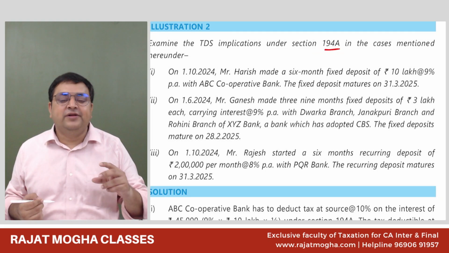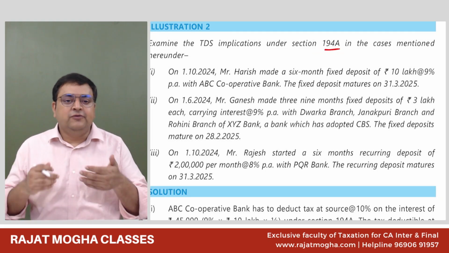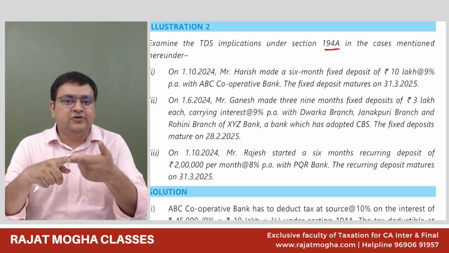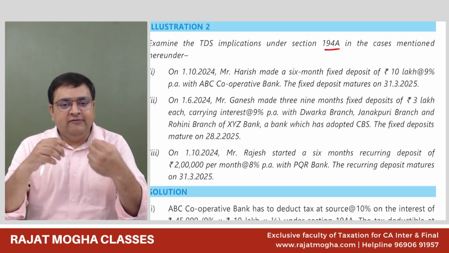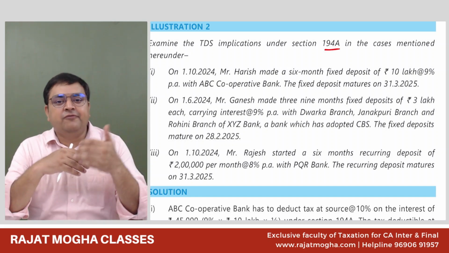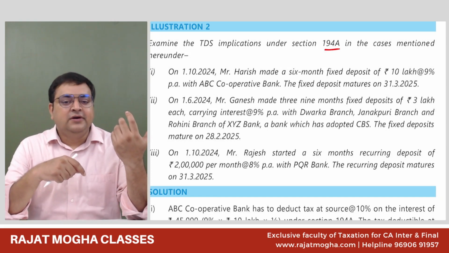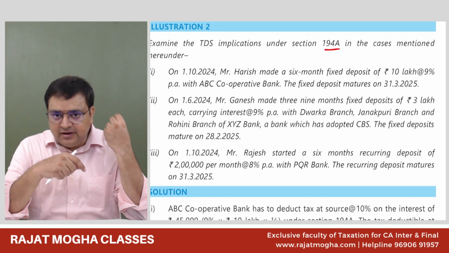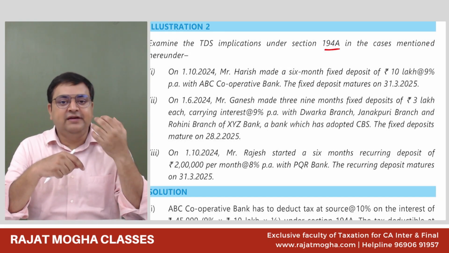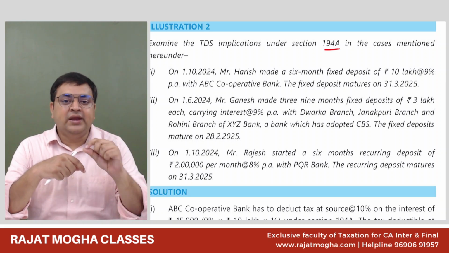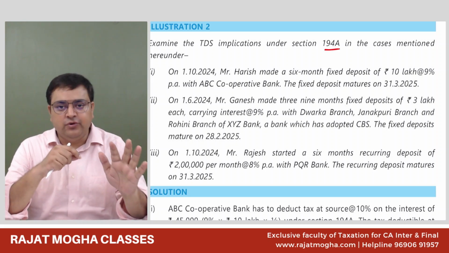See, 194 is interest on securities. So let's say, for example, you have purchased securities, debentures, bonds. Let's say you have purchased the bonds of Reliance, the bonds of Infosys. Whenever these companies give you interest on debentures, they will be deducting the TDS under section 194, just 194.